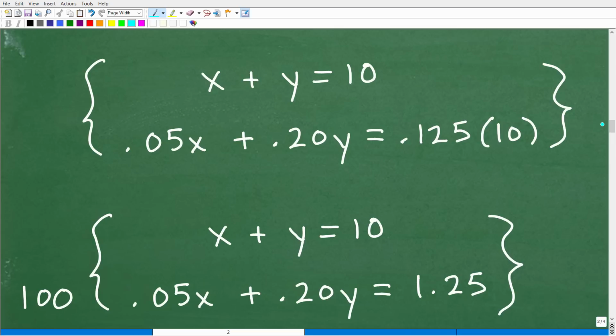Okay, so we're going to be focusing here on solving this system, and there are different techniques you can use. But the first thing I'm thinking about is, you know what? I have 0.05 and 0.20 and 0.125. Let me just go ahead and get rid of these decimals. And we could make these decimals kind of disappear by multiplying them by 100.